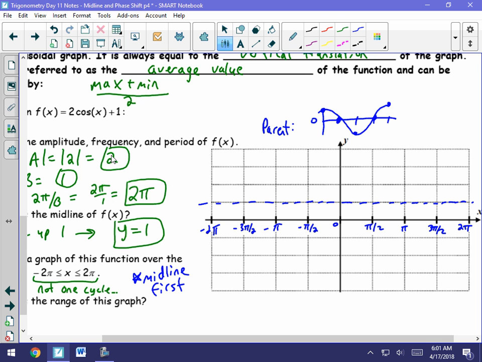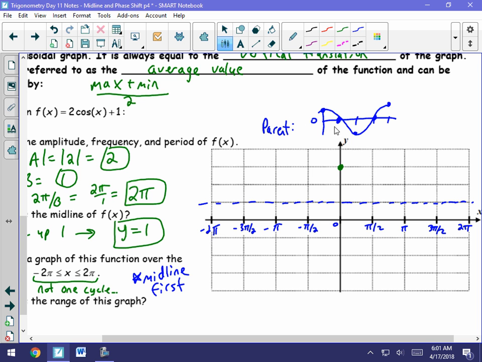Now this one has an amplitude of 2, right? So I need to get 2 away from the midline, and the midline's not the axis anymore. It's actually at this line, y equals 1. So the first point on this cosine graph has to be 2 above where the midline is. Okay, so that's my starting point up there. So 2 above the midline because the amplitude is 2.